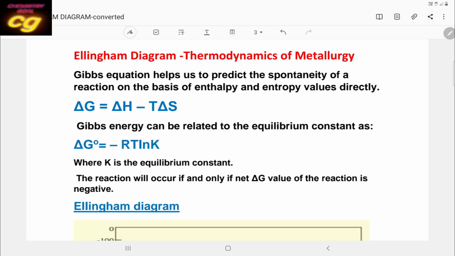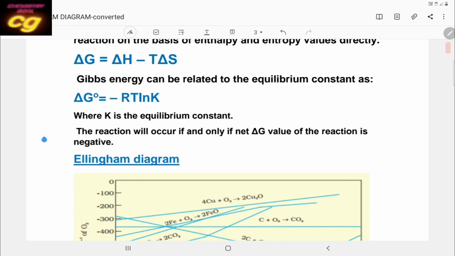In the last class we already discussed the extraction of metals from different ores and different processes. Today we are going to discuss a very important thing regarding extraction, that is the principle of extraction. On what basis can you know whether the extraction process is possible or not, whether it is spontaneous or not? Already we have discussed in thermodynamics, if the reaction is feasible, its free energy should be negative.